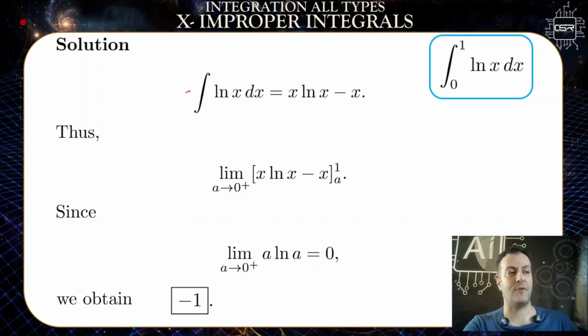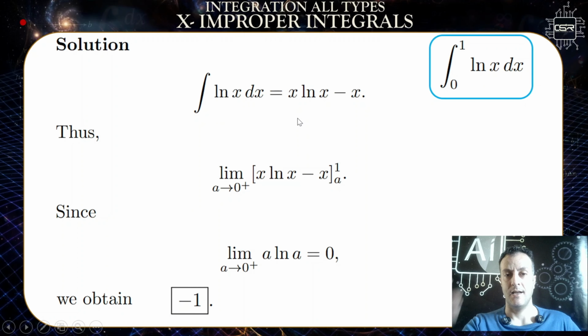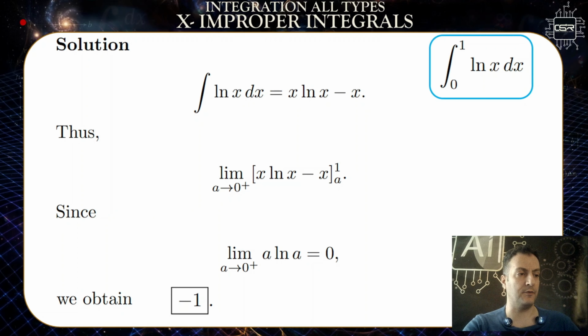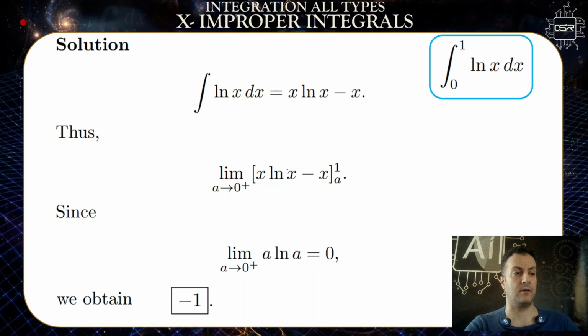So again, integral of ln x dx gives us x ln x minus x, between a and 1, or 1 and a, 1 being the upper bound, a the lower bound, as a approaches 0 plus. So this is equal to 1 ln 1 minus 1, which is, by the way, minus 1, minus a ln a minus a. Okay, limit as a approaches 0 plus of a ln a is equal to 0. So we are left with minus 1.